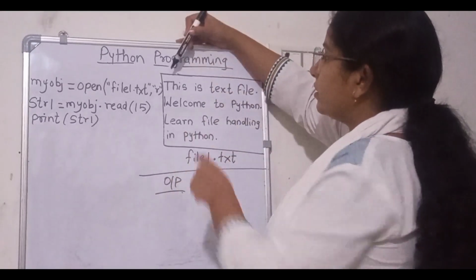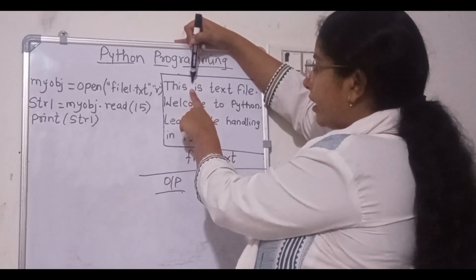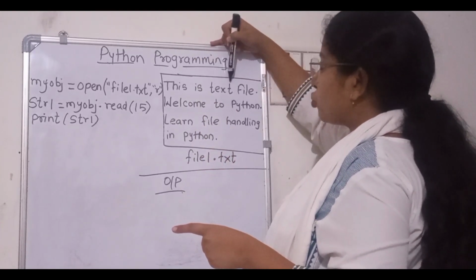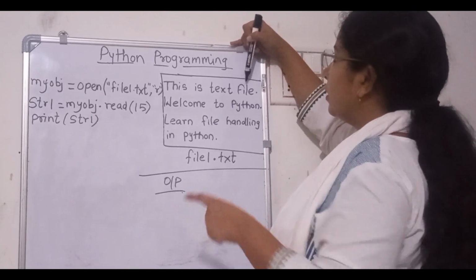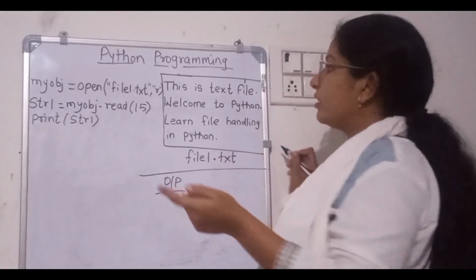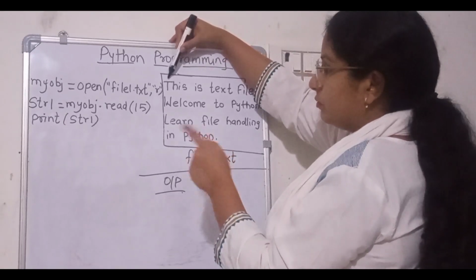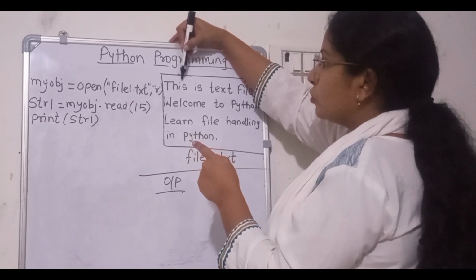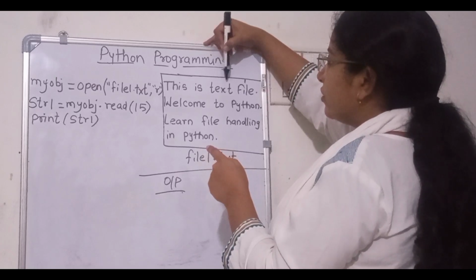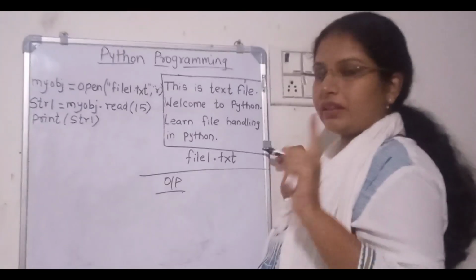Now first 15 characters: 1, 2, 3, 4. The space is fifth. 5, 6, 7, 8, 9, 10, 11, 12, 13, 14, 15. Till I. This is your 15. I am counting that again. You will start with the first character T. 1, 2, 3, 4, 5, 6, 7, 8, 9, 10, 11, 12, 13, 14, 15. I is your 15th character.